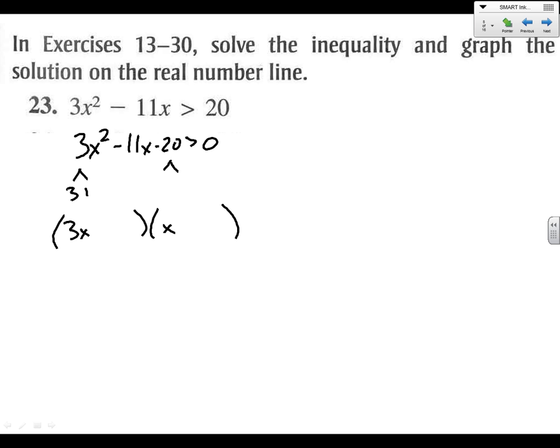15 and 4. Yep. 3 times 5 is 15. 1 times 4 is 4. And we want to get negative 15 and positive 4. Greater than or equal to 0. All right, so negative 4/3 and positive 5 are our zeros.